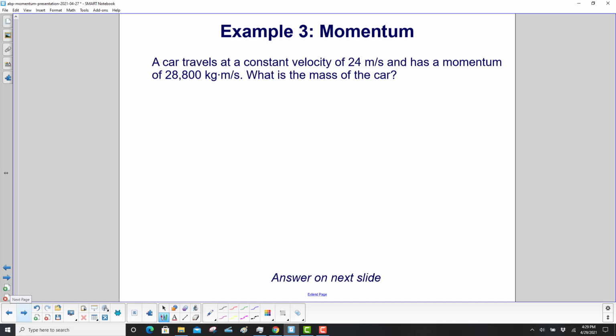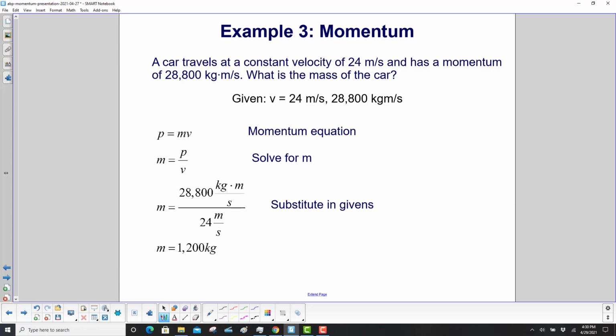A car travels at a constant velocity of 24 meters per second and has a momentum of 28,800 kilogram meters per second. What is the mass of the car? We start with our momentum equation, and since we're looking for mass, we have to isolate that variable. So we'll divide both sides of the equation by v, and then switch it around so mass is on the left side. So mass is momentum over velocity. Substitute in the momentum and the velocity. Do the division, and we get 1,200 kilograms.